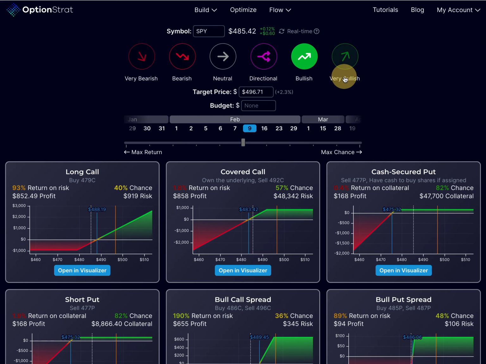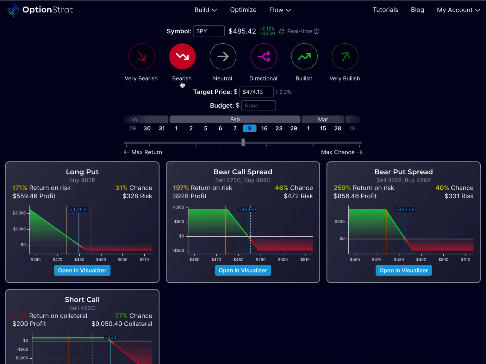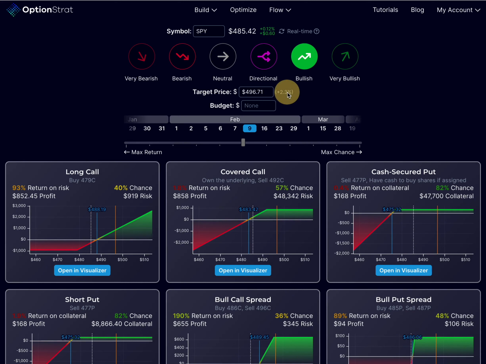Bullish or very bearish. So if I am, for example, bearish, it's going to select a price for me that's one expected move down for the duration of this trade, which is February 9th. So it's put in a 474 as an expected price, which is a 2.3% down move. If I go very bearish, it's going to be double the expected move down. If I go bullish, it's going to be one expected move up. If I go very bullish, it's going to be two expected moves up.